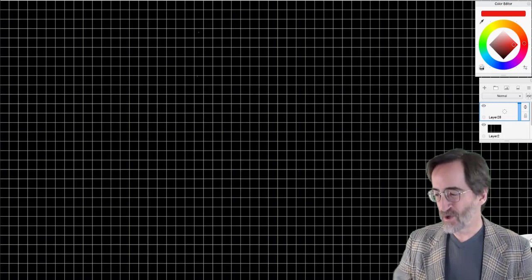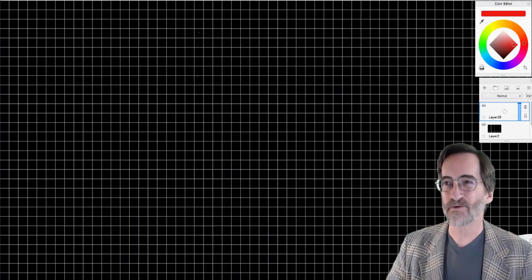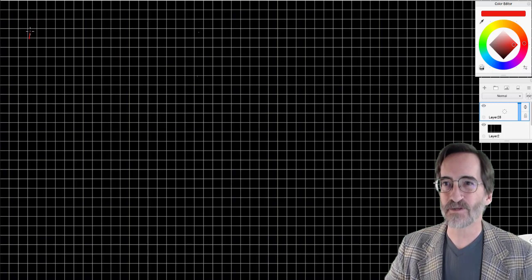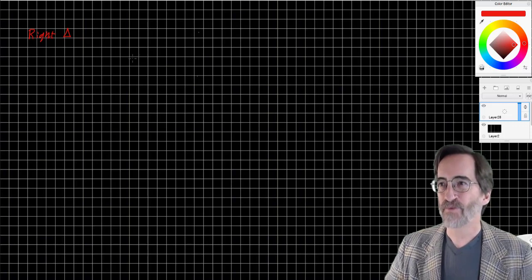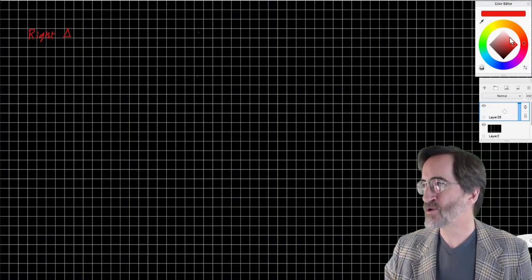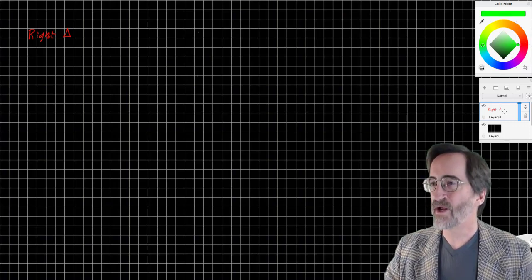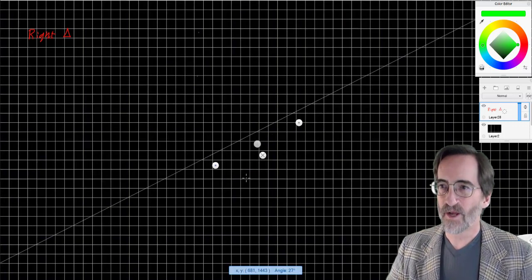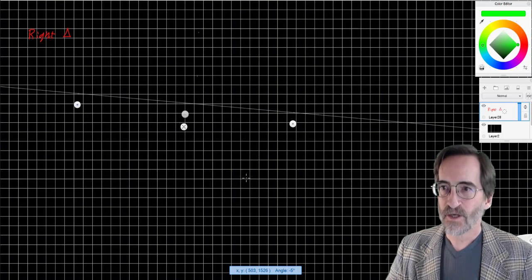So right triangle trigonometry. First we need to define a right triangle, and this is all about right triangles only. A right triangle is a triangle that has one right angle in it. One right angle. And I'm going to sketch a right triangle up here.